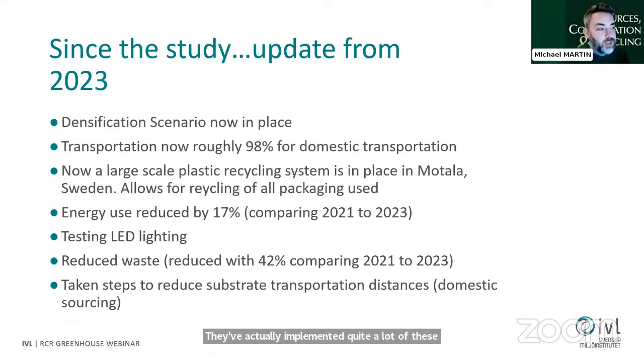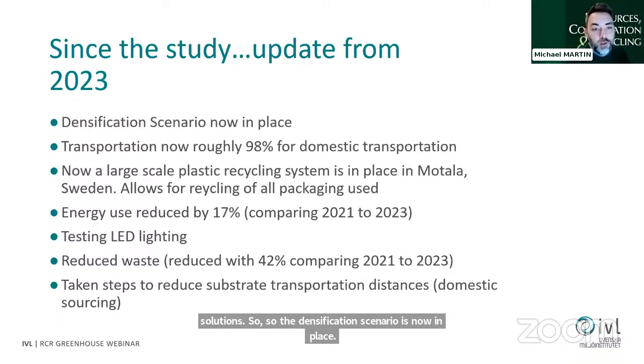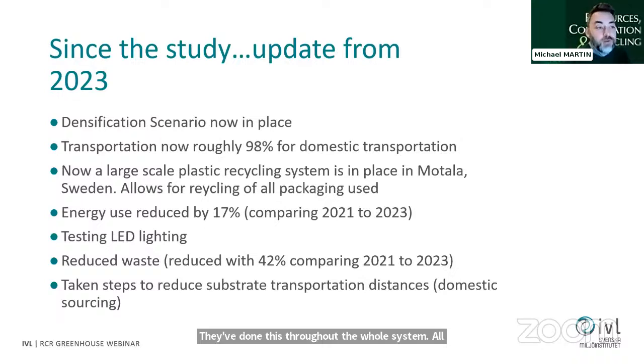So the densification scenario is now in place. They've done this throughout the whole system. All transportation is almost all biofuels, at least for the domestic transport. Since 2022, I think the end of last year, there's a large-scale plastic recycling system in Sweden now. So it can take all of the plastics that you throw away in the plastic bin, and they can recycle most of it. So that could have implications on the study.